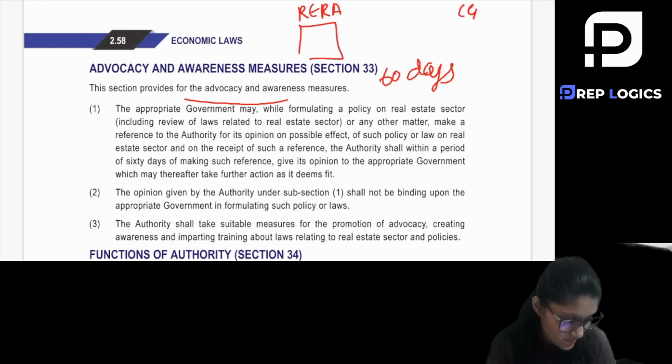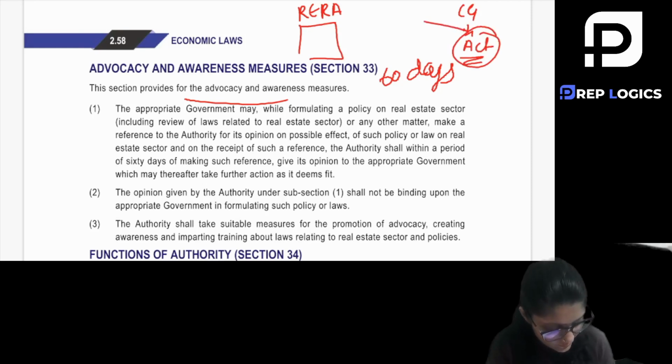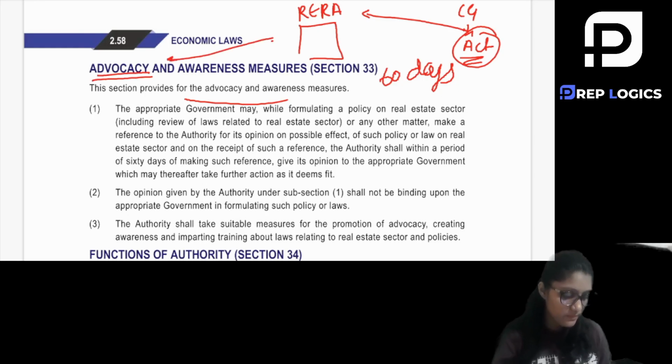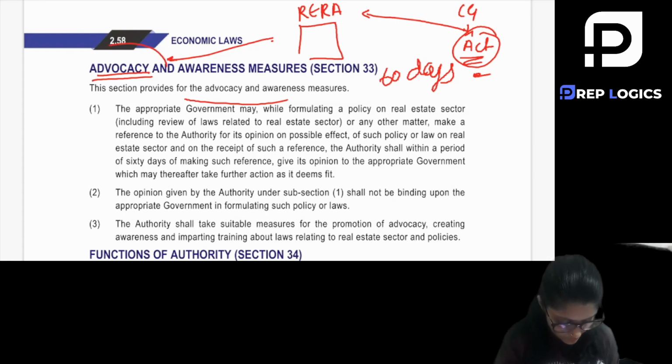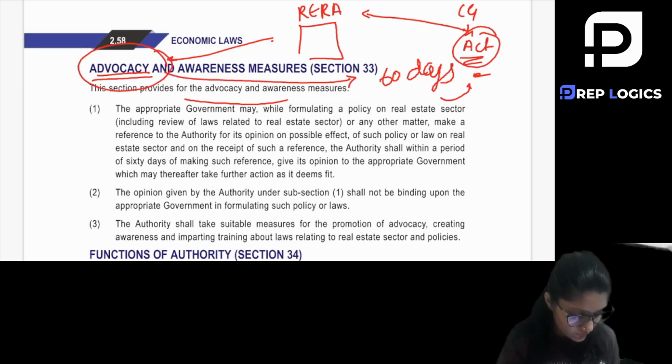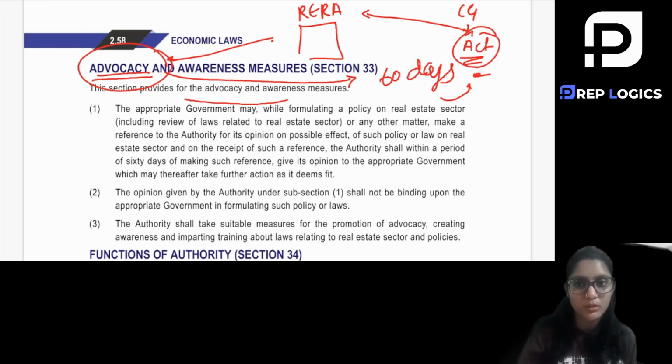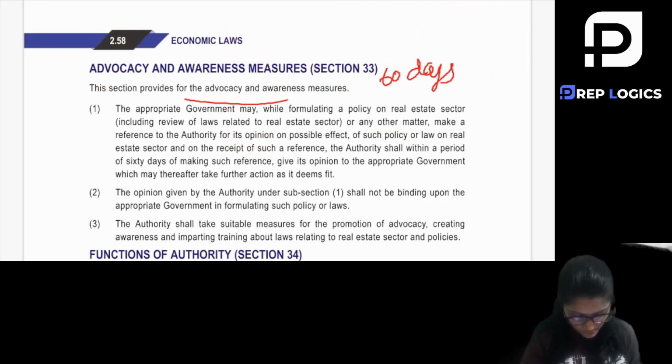Now suppose the central government is making any other act. For this act, the central government will also forward it to the RERA authority, the advocacy authority, and say, okay, please see whether this act is not in contravention of the RERA act. Within 60 days the advocacy authority will give its recommendation to the CG. Now it is the CG's discretion whether they want to accept these kinds of suggestions or not. It is only given that within 60 days the advocacy must give its recommendation to the central government.